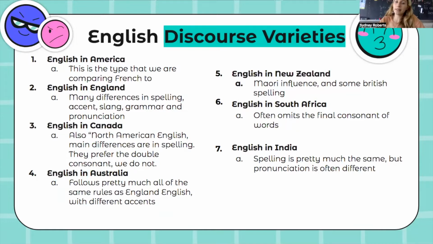And then here's a few English discourse varieties. So the English in America is mainly what we're using right now to compare to French. Then we have English in England, many differences in spelling, accent, slang, grammar, and pronunciation.